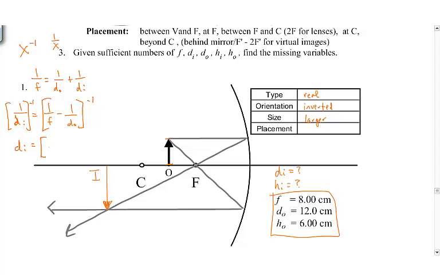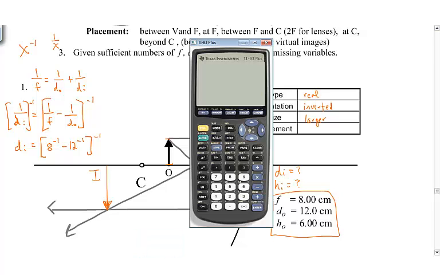Focal length is 8 centimeters, so 1 over 8 is the same as 8 to the negative 1. And I'm going to subtract 1 over do. The distance to the object is 12, so 1 over 12 is the same as 12 to the negative 1. And I need to take the inverse of all of that. So if you grab your calculator, here's how you should type it in.